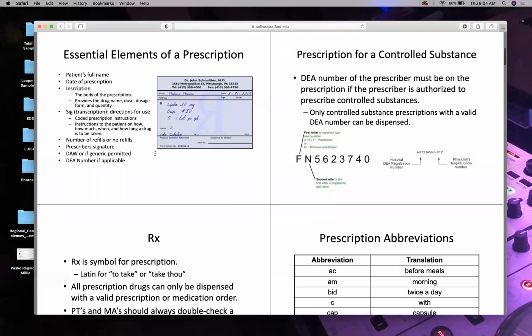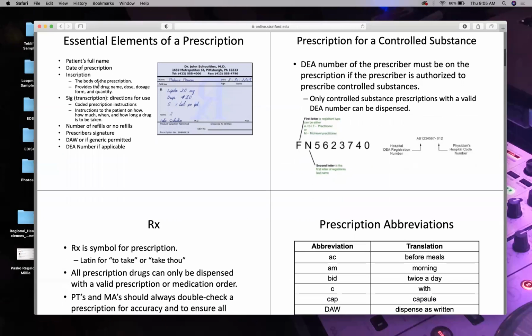So let's look at the parts of a prescription. Of course, it has to have your patient's full name, as it appears on their insurance card. Okay. If there's an error on the insurance card, spell it the same way as the insurance card. Because if not, it won't get paid. Of course, there has to be a date on the prescription.